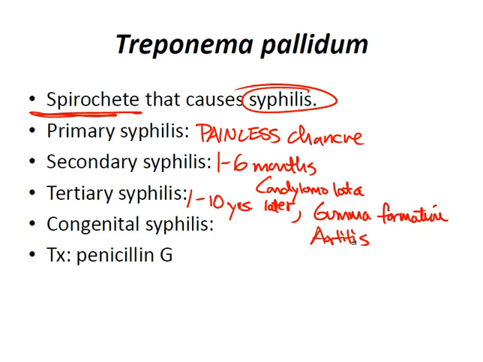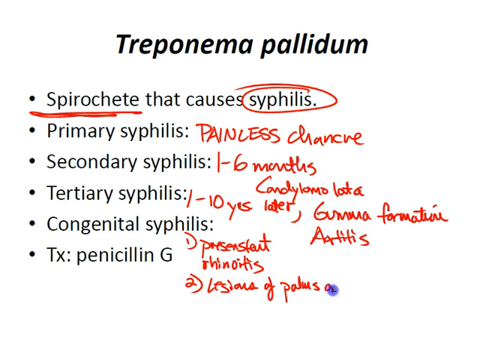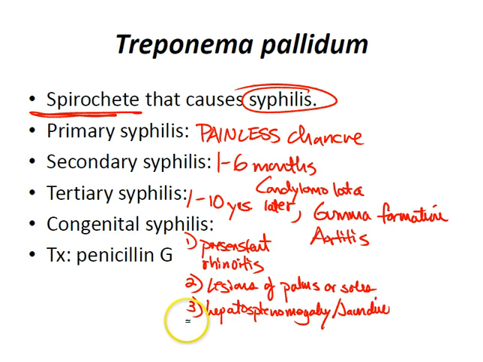So initially following birth with congenital syphilis, it may manifest as persistent rhinitis, lesions of the palms or soles, or both, hepatosplenomegaly and jaundice, and hemolytic anemia or thrombocytopenia.